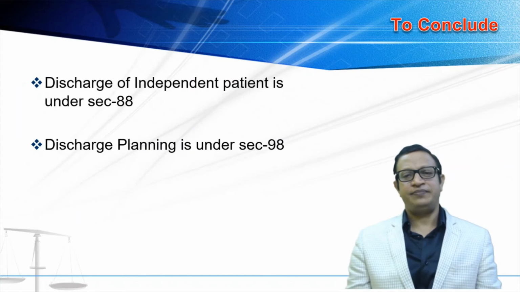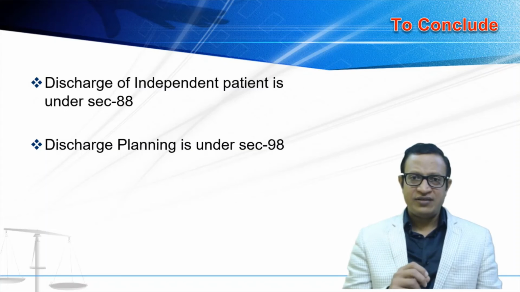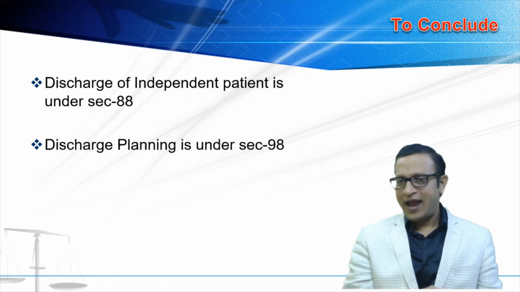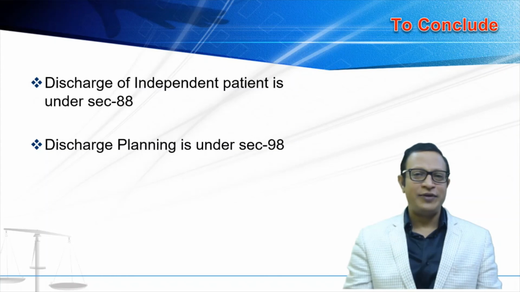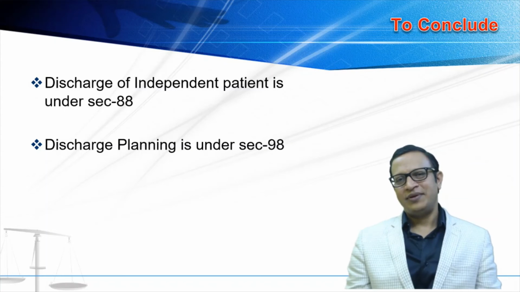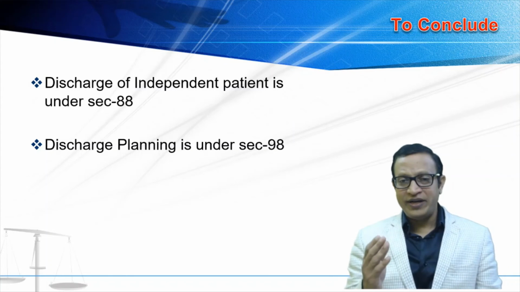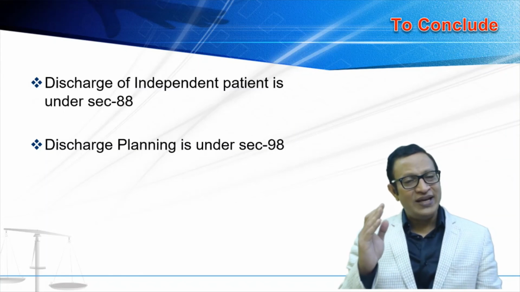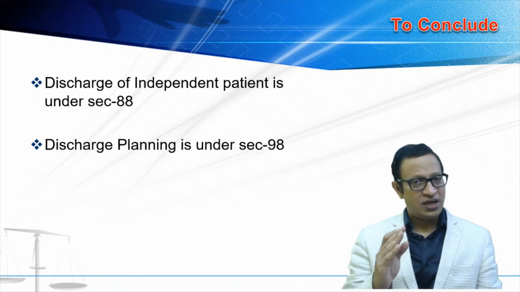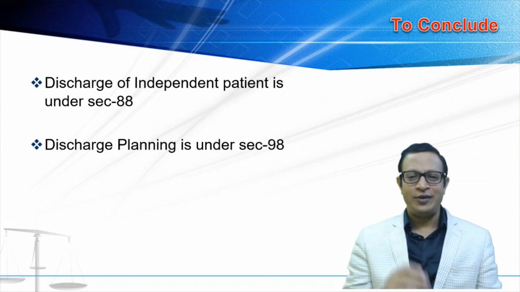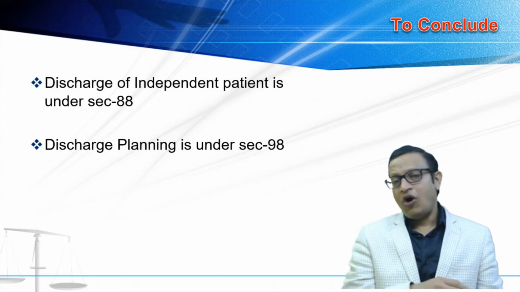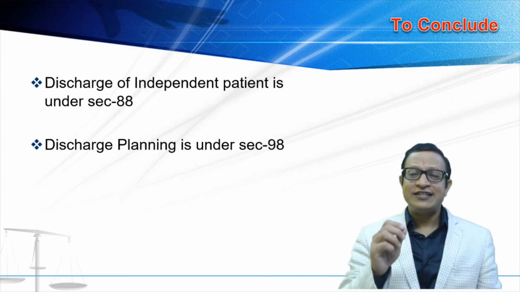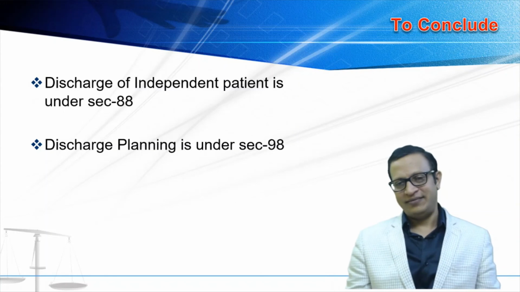To conclude, my dear friends, discharge of an independent patient occurs under Section 88. If an independent patient is asking for a discharge, please do discharge them. However, if you think they cannot be discharged, you can hold them for 24 hours for assessment, and then act accordingly. Either you have to discharge or else shift them to Section 89 admission. For all admissions, both independent admission and supported admission, Section 98, discharge planning, has to be done.